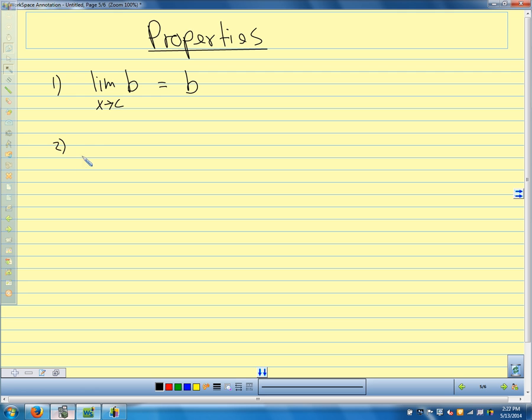Our second property, the limit as x approaches c of x is just c. So as x approaches c, x is getting closer and closer to c. That's what this is called. Yep. As x approaches c. So b doesn't change no matter what x does, b doesn't change. So the limit is just going to be b.